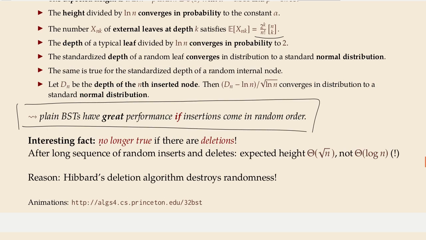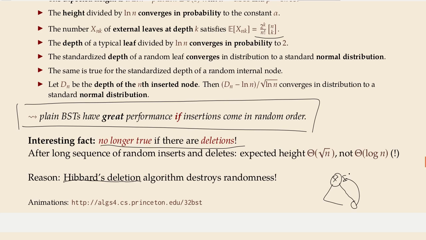Interestingly, this is no longer possible if you also allow deletions, at least if you use the usual deterministic algorithm for deletions, which is Hibbard's deletion. So you search for the node that you want to delete, and if that's a node X here, then you replace it. Say you take the maximum of its subtree and then you replace it essentially by that node. And then you have deleted X. That's a fine algorithm. It's correct.